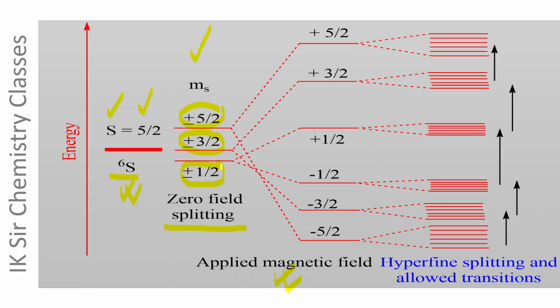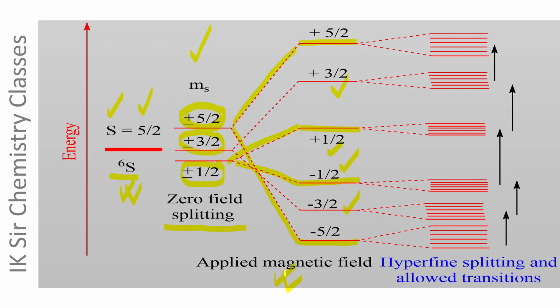Ms equals ±1/2 spin state splits up into 2 singly degenerate spin energy levels, Ms equals -1/2 and Ms equals +1/2. Similarly, Ms equals ±3/2 energy level also splits up into 2 singly degenerate spin energy levels, -3/2 and +3/2, and likewise the Ms equals ±5/2 spin energy level, which is doubly degenerate, also splits up into 2 singly degenerate spin energy levels, Ms equals -5/2 and Ms equals +5/2.